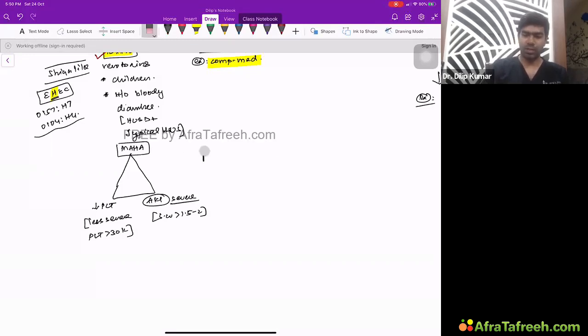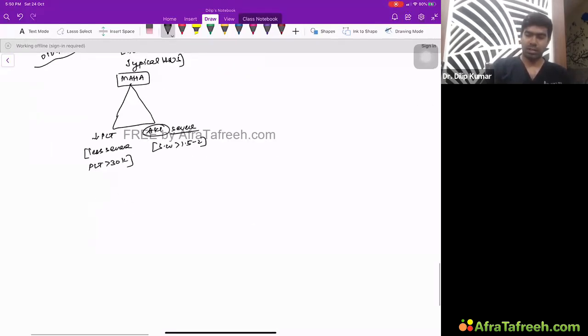As far as typical HUS in children is concerned, it's only supportive treatment. There is no other treatment that is needed. If they go into severe AKI, go for dialysis. Otherwise, there is no treatment. It's better to avoid antibiotics. Antibiotics flare up the HUS by killing the organism and releasing more toxins. So don't use antibiotics. The organism will go on its own.